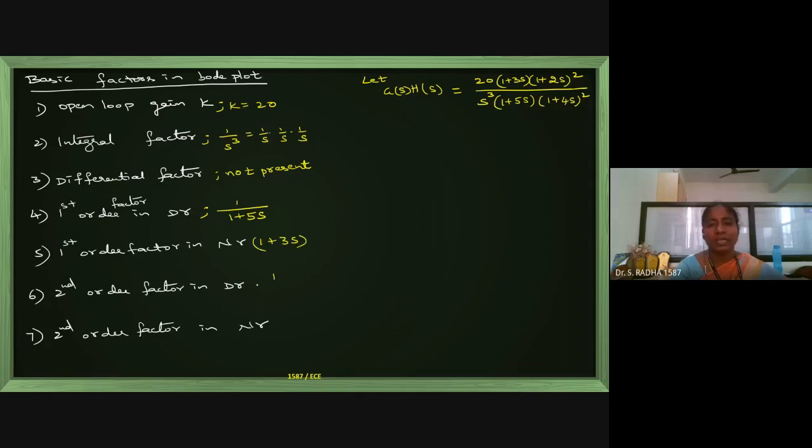Denominator second order factor means 1 by 1 plus 4s whole square. Here s power will be 2. Second order means s power is 2 here. I am taking every factor separately. This is called second order factor in denominator. Now, numerator second order factor is 1 plus 2s whole square.